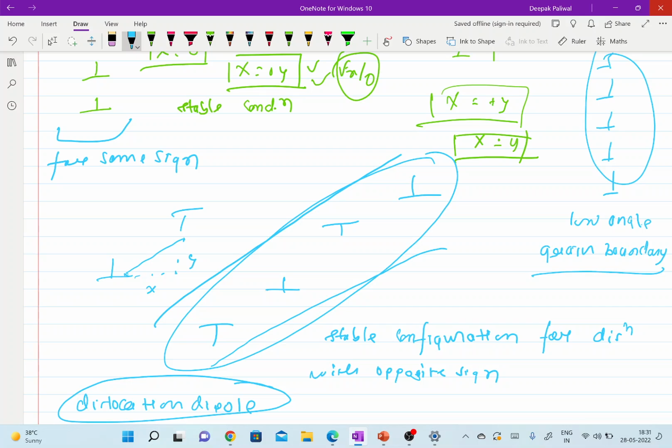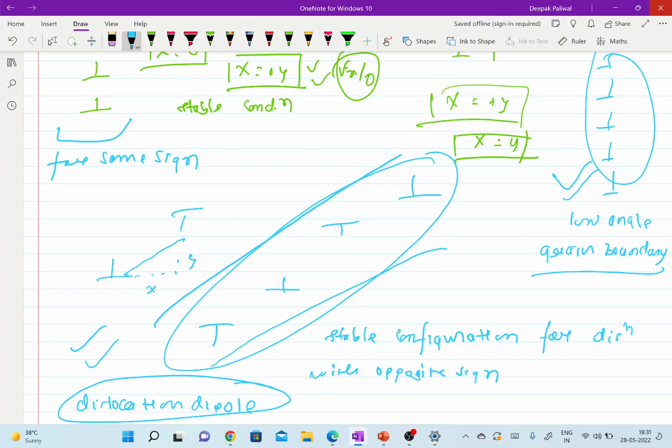So in this lecture, we have understood how one dislocation reacts with another dislocation, what the force interaction between the dislocations is, and what the stable configuration is when the dislocations are of the same sign and when they are of the opposite sign. Mainly the dislocations with the same sign will form this type of configuration. When the dislocations are of opposite sign, then it will form this type of configuration.